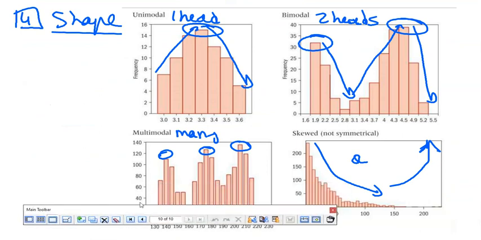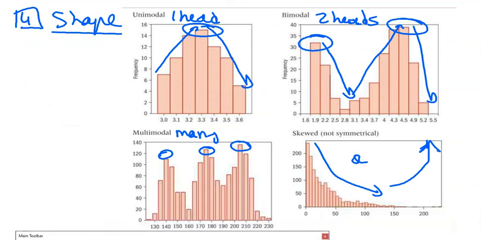What are the shapes of a histogram? I have unimodal. If you see it, I increase and decrease. I just have one head. It's uni, meaning one. Bimodal, I have two hats. Look, I have one and two hats. Multimodal, I have many modes. If you see, I have many hats. And skewed, or not symmetrical, it's either decreasing like this, or it could be increasing, increasing, increasing.